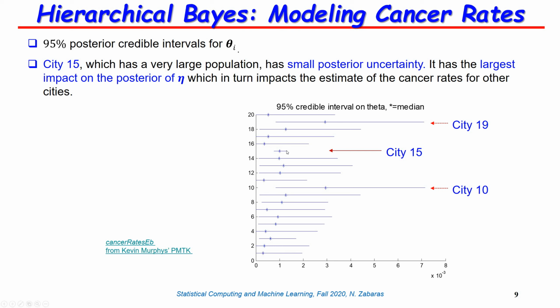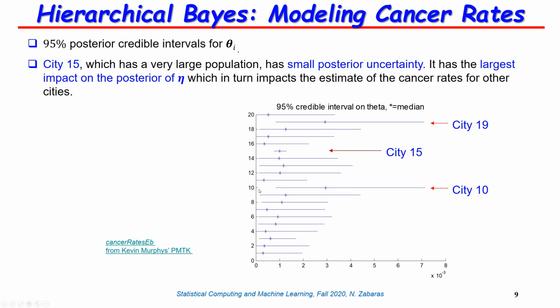And of course, you can anticipate that the information that comes from city 15, which has such a big population with so many cancer cases, will be helpful for estimating the parameters theta for all the cities that don't have as big a population or as many cancer cases as city 15.